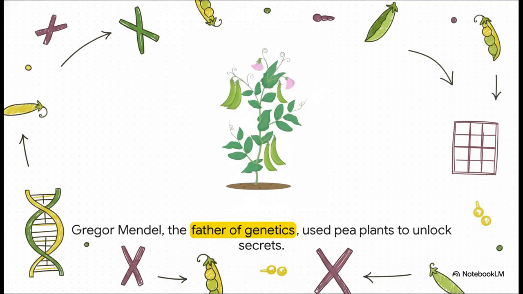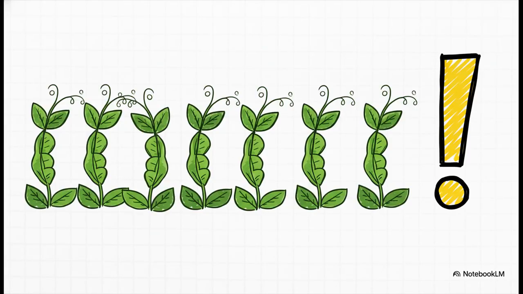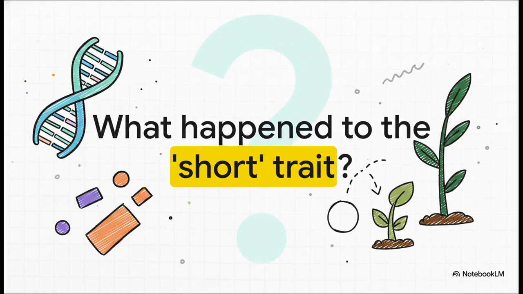And meet the guy who cracked the code, Gregor Mendel. He used, of all things, pea plants. So here's what he did. He started by crossing pure tall plants with pure short ones. And the result was kind of wild. All of the new plants were tall. Which makes you ask, what happened to the short trait?